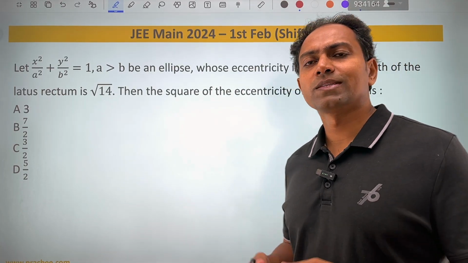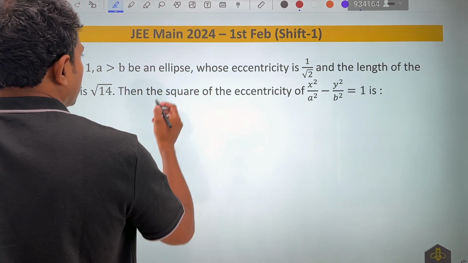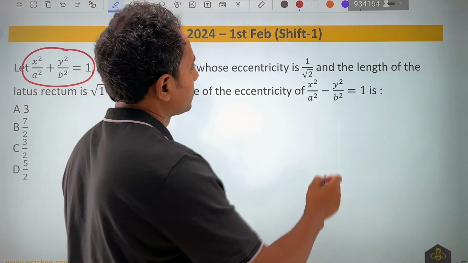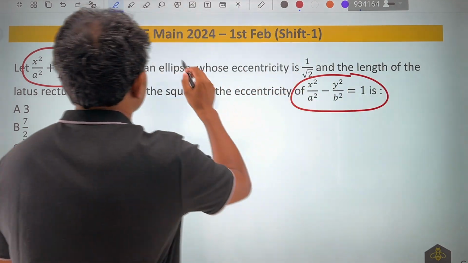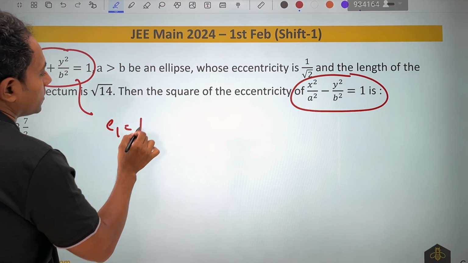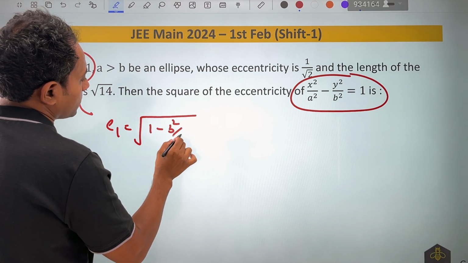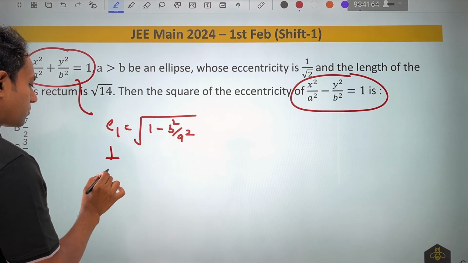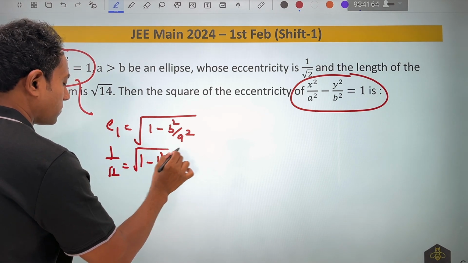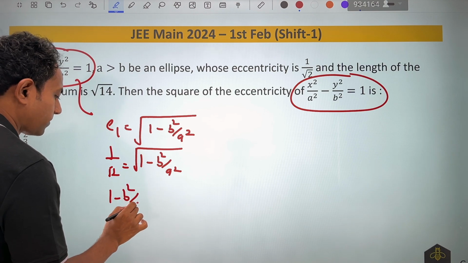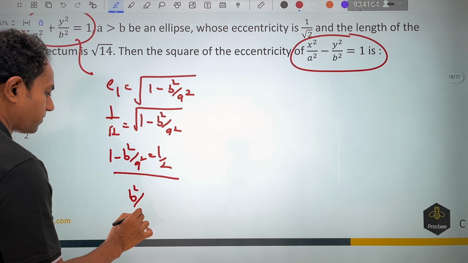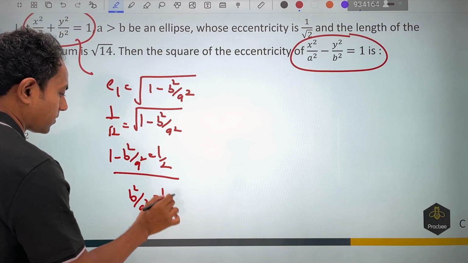Now this 2024 question is extremely simple. What they have given is the eccentricity of an ellipse, and then they are asking for the eccentricity of a hyperbola. So let us understand. The eccentricity of this ellipse, E1, would be nothing but root of 1 minus B square by A square. This is given as 1 by root 2. So this will become the root of 1 minus B square by A square. So the value of 1 minus B square by A square comes out to be 1 by 2. So the value of B square by A square is nothing but 1 by 2.